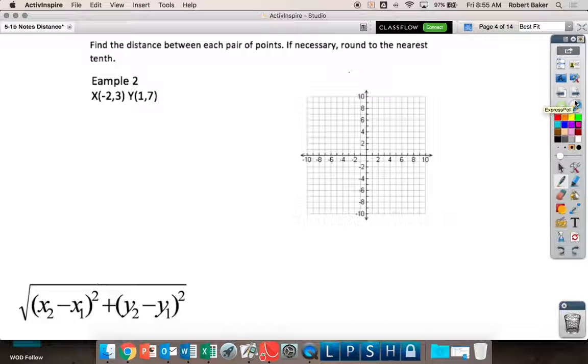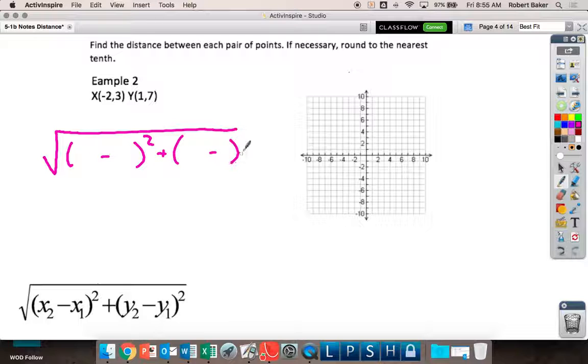Let's try it again. Not so nice numbers this time. They're not just a 0, 0 and a 5, 12. Now we have what you would actually see on your test. So we have to fill out our distance formula. That is showing our work. We have to fill in our x2 and our x1. So what is your x2 value?